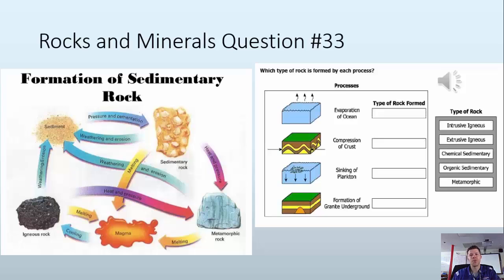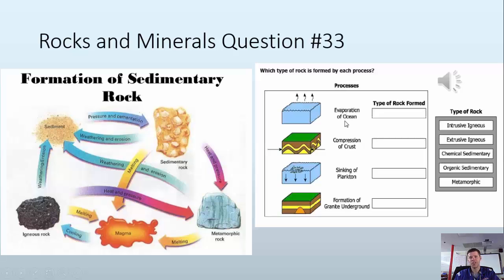Okay, this was a drag and drop question. We needed to place one of these 5 types of rocks, intrusive igneous, extrusive igneous, chemical sedimentary, organic sedimentary, and metamorphic in these 4 columns. So the first thing you need to realize is that one of these will not be used. Alright, so let's look at what we have here.